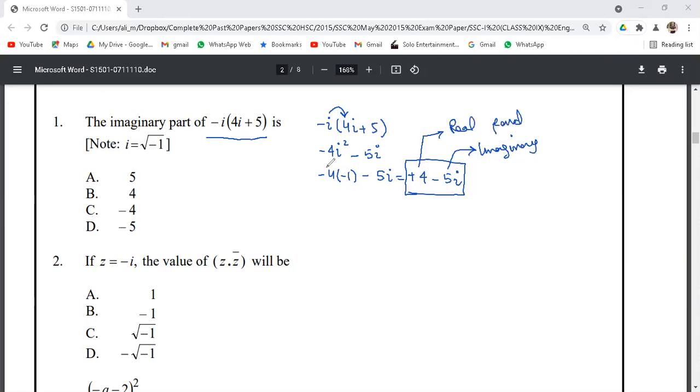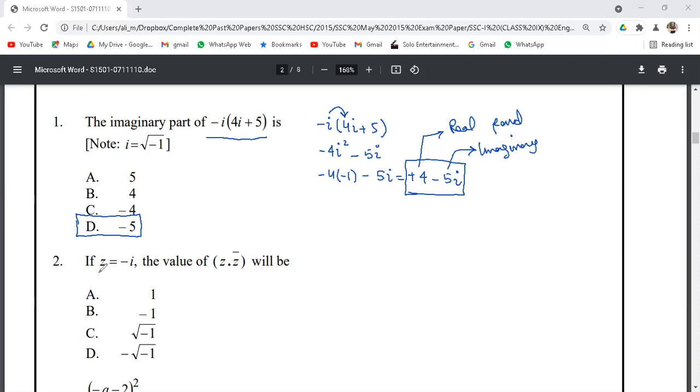So question number 1, the correct answer for this question is option B, that is minus 5. हमने यहाँ पर देखा कि आयोटा के साथ जो कोफिशिएंट है वो -5 आ रहा है. This means that the correct answer for this question is -5. Let's see question number 2.